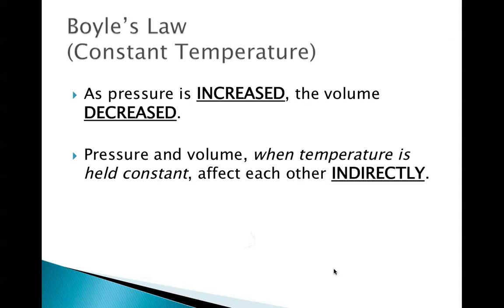A graphical explanation of this, you can see here at the bottom of your screen, is that as pressure increases, as you go left to right, we can see volume is thus decreasing, and we have this indirect relationship between the two. And we'll go over some real life examples tomorrow in class.